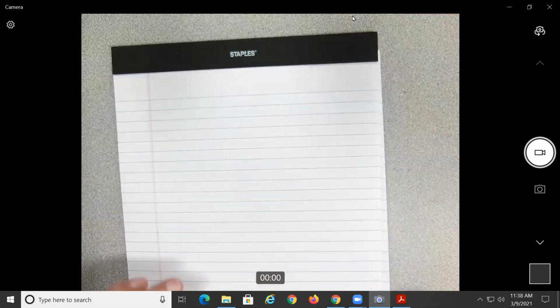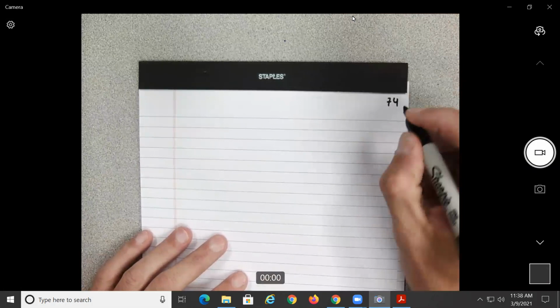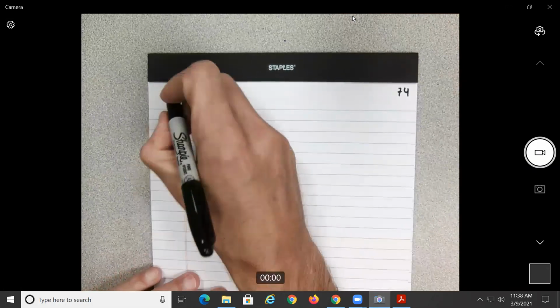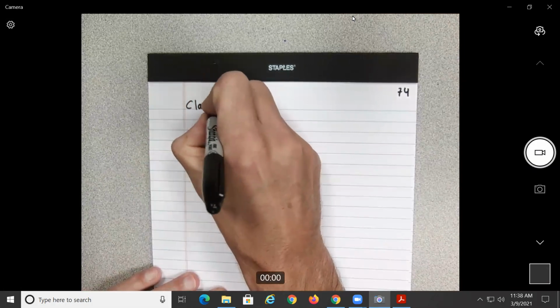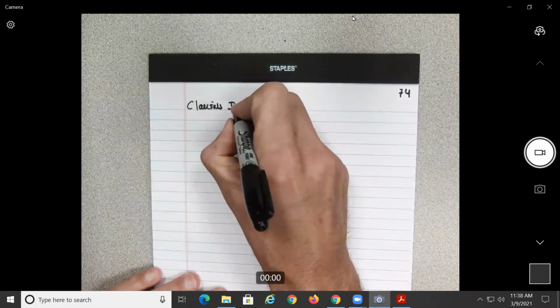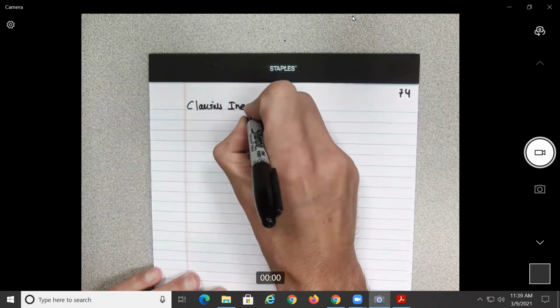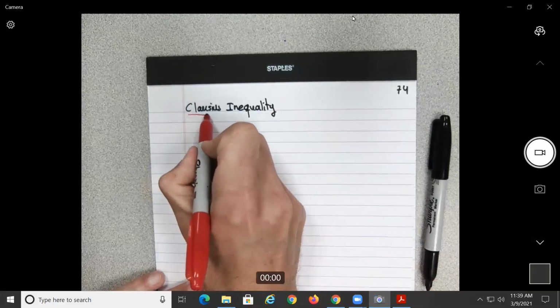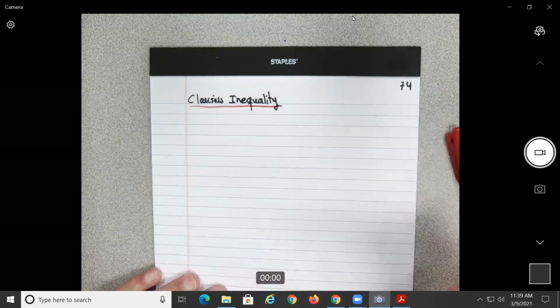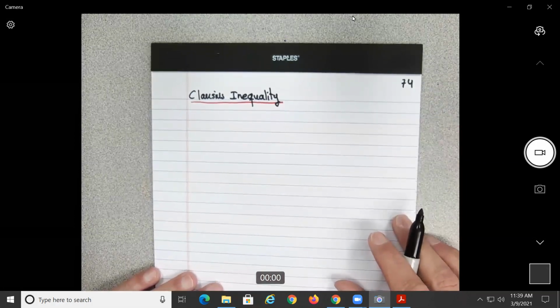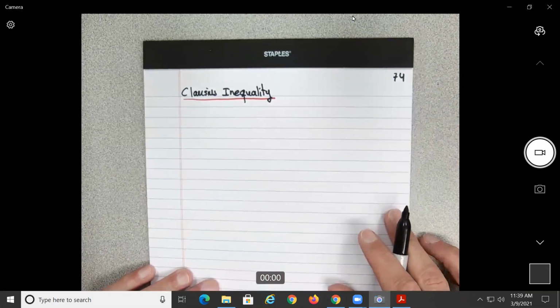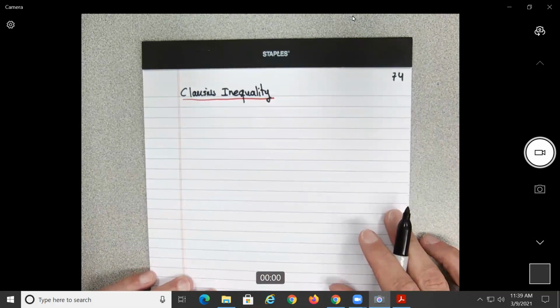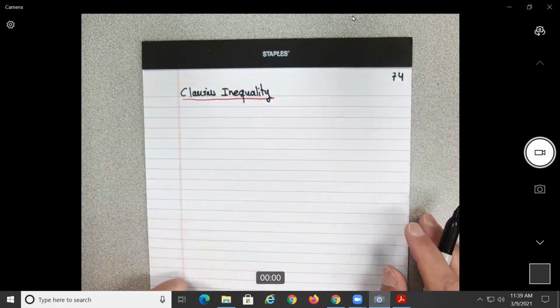So the next guy is Clausius. And we're going to develop what is known as the Clausius theorem, but I like to call it the Clausius inequality. I think it makes more sense. And that one is as well in the 19th century. Okay. So what did Clausius do?